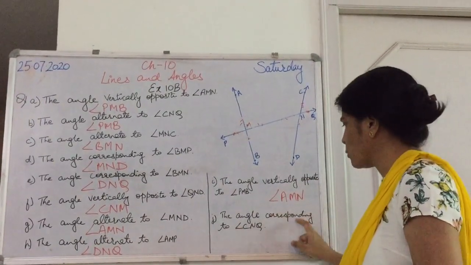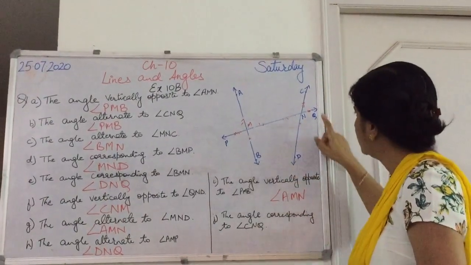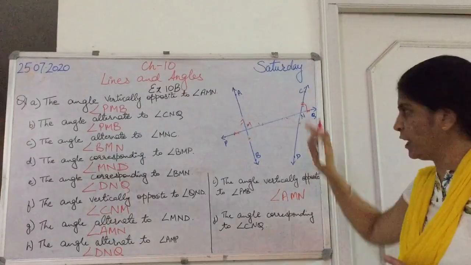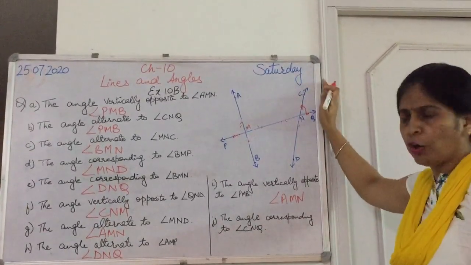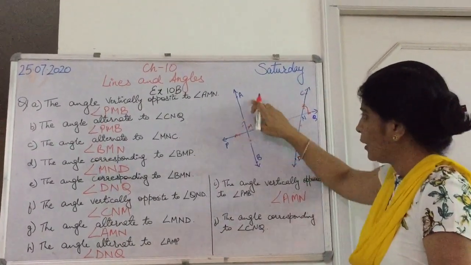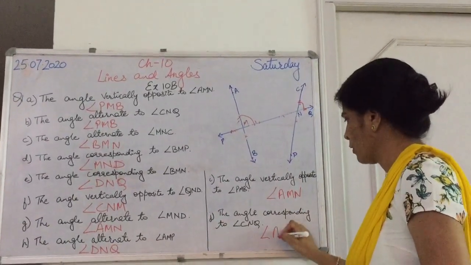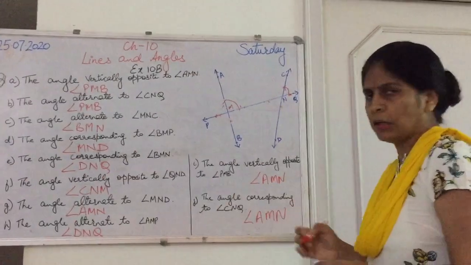Now the angle corresponding to C and Q. C and Q. Corresponding means positioning. Again plus. This is on the right top. So this plus right top will be this. So AMN. Clear all of you?